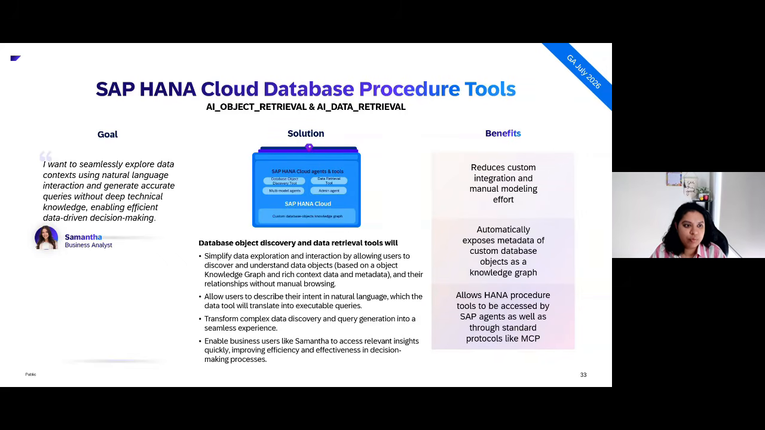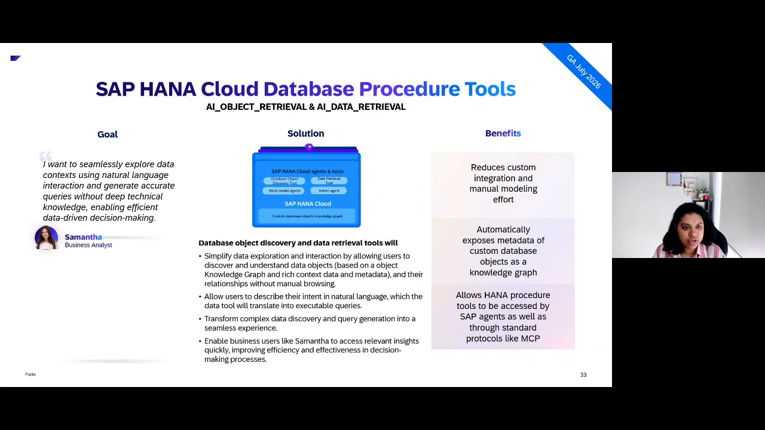Just take an example of a persona and bring out the value that these capabilities convey to our users, right? So I'm taking Samantha in the picture here, who is a business analyst. Samantha wants to understand her business data and answer her questions much more quickly, but she doesn't necessarily know which tables exist in her database, how they're connected, or how to write any complex SQL queries, right? And this is exactly where the HANA Cloud database object discovery tool and the data retrieval tool would come into the picture.